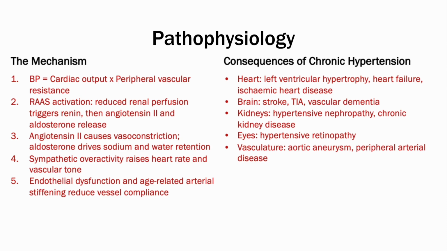In the heart, sustained afterload causes left ventricular hypertrophy, which can progress to heart failure, and it accelerates ischemic heart disease. In the brain, hypertension is the leading risk factor for both ischemic and hemorrhagic stroke, as well as vascular dementia. In the kidneys, high pressures damage the glomeruli over time, causing hypertensive nephropathy and progressive chronic kidney disease, which in turn worsens the hypertension, a vicious cycle that is difficult to break. In the eyes, you can get hypertensive retinopathy, and fundoscopy findings are also very frequently displayed in an exam setting.